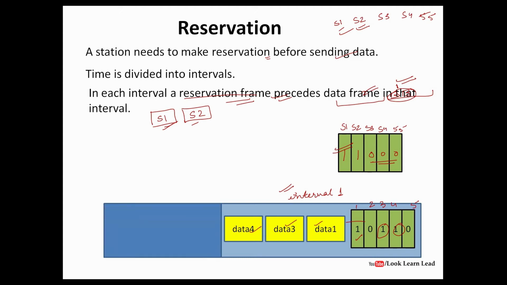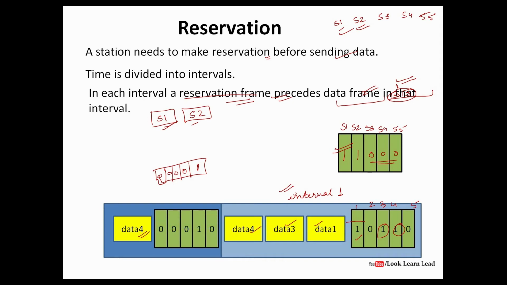Okay, let's see interval 2. In interval 2, only station 4 is sending data. So what would our frame be? We're dividing it into 5. Only station 4 I'll mark as 1, all the rest would be 0. Okay, it should be 3. Only station 3 would be sending, and all the rest is 0.